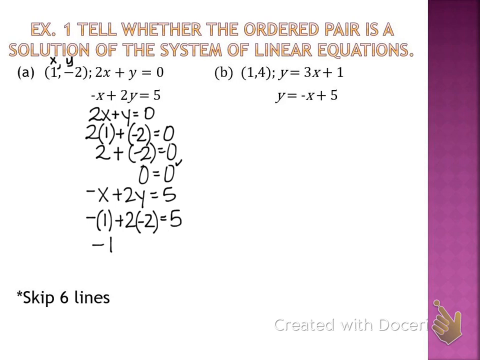So negative 1. What is 2 times negative 2? Negative 4. And it's supposed to equal 5. What is negative 1 minus 4? Negative 5. Now, does negative 5 equal 5? That is not a true statement. So is this ordered pair a solution to our system? No. So not a solution is your final answer.